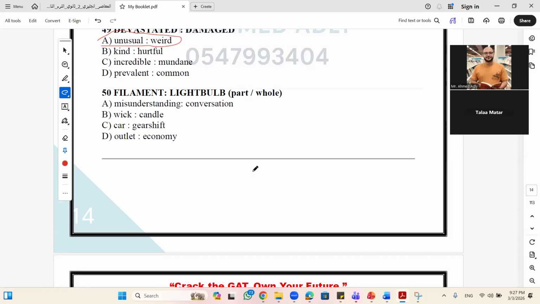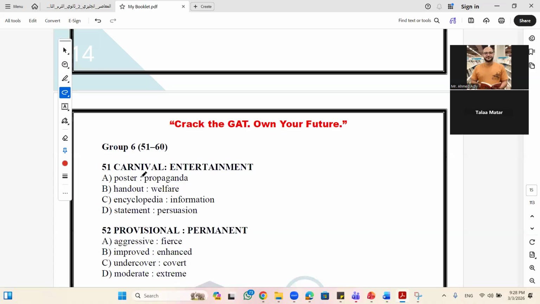Next. Filament and light bulb is maybe wick and candle. So here, yeah, the wick and candle. Filament is part. You see, this is the light bulb. So like a candle, this is the wick. So part of whole. Good job. You're very good with part of whole.